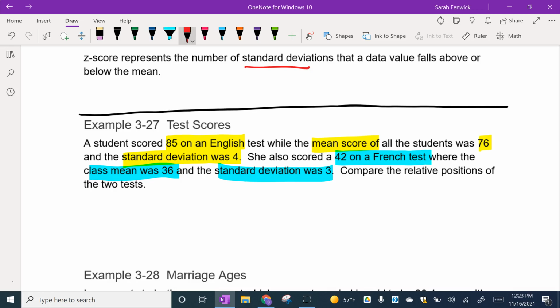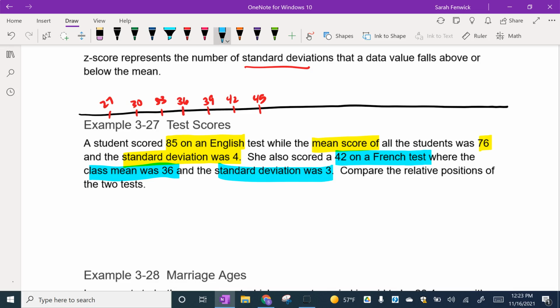Well, if I did this with the actual data that were given, the French test with a 36 as its mean, and standard deviation is how many places you move over at a time. So 36 plus 3 plus 3 plus 3. And then below the mean, you would minus 3. So this would be 33, 30, and 27. There's the distribution of my French test scores according to this. Can they go further than that? Yes, but this is where we generally look.